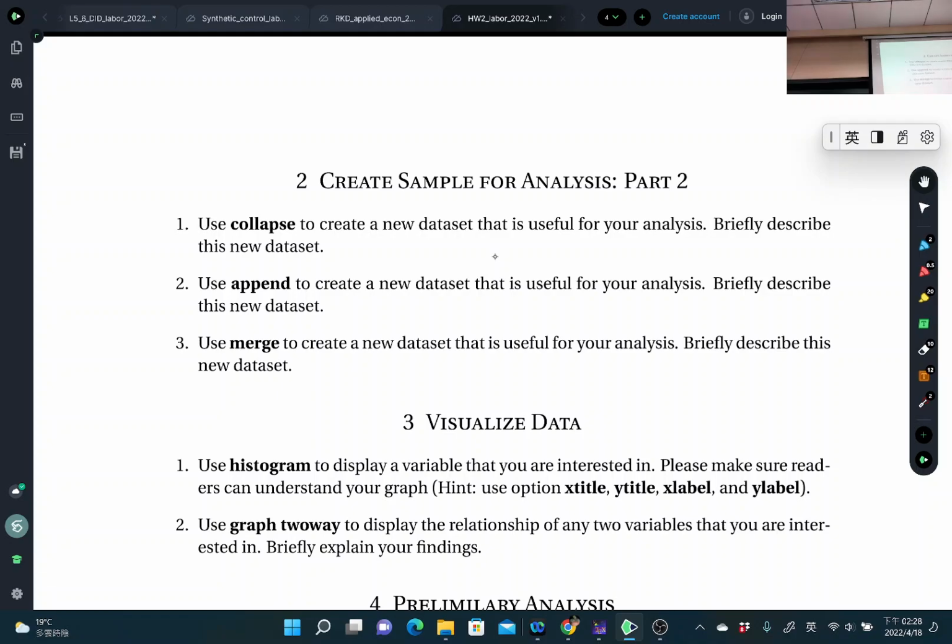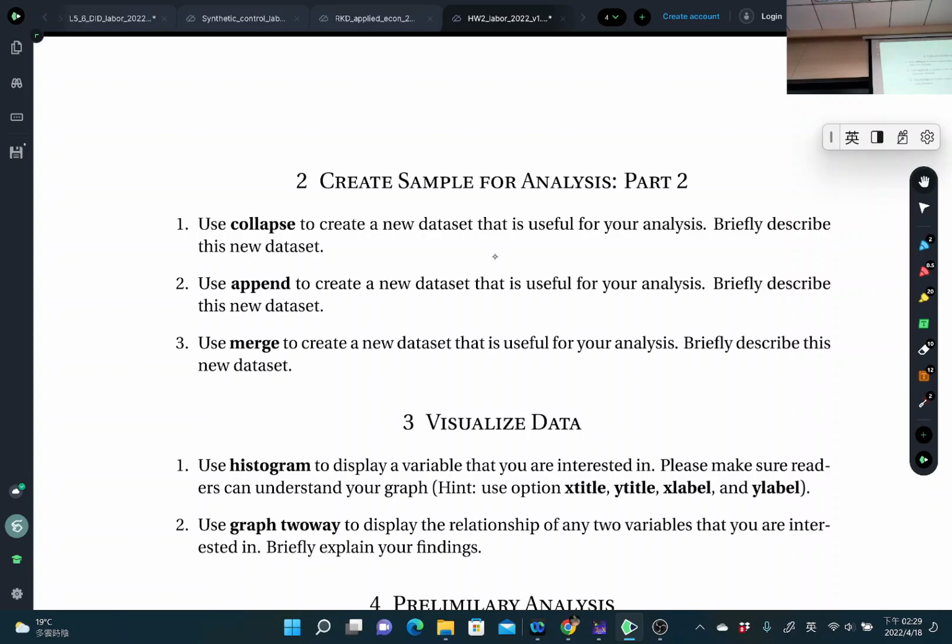Okay. And append is another command that can help you append data from different years or different levels. So you will also create some new data set and just explain it. And merge helps you get more variables from another data set. So you can use this to practice this command. And how to use these commands, I will just send you the video link. You can watch it.